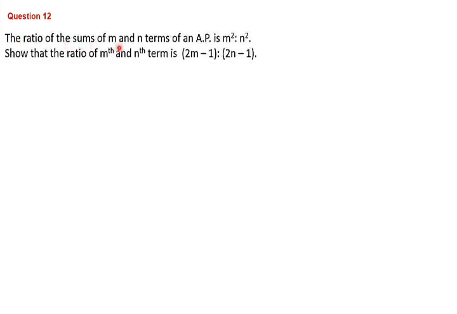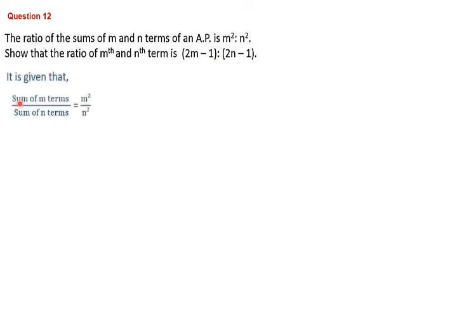The ratio of the sums of m and n terms of an AP is m square is to n square. Show that the ratio of the mth and nth term is 2m minus 1 is to 2n minus 1. Here the ratio of sums of m and n terms means sum of m terms divided by sum of n terms is m square by n square. We need to show the mth term and nth term. Here sum is not mentioned, only the mth term and nth term ratio, meaning mth term divided by nth term is 2m minus 1 by 2n minus 1.